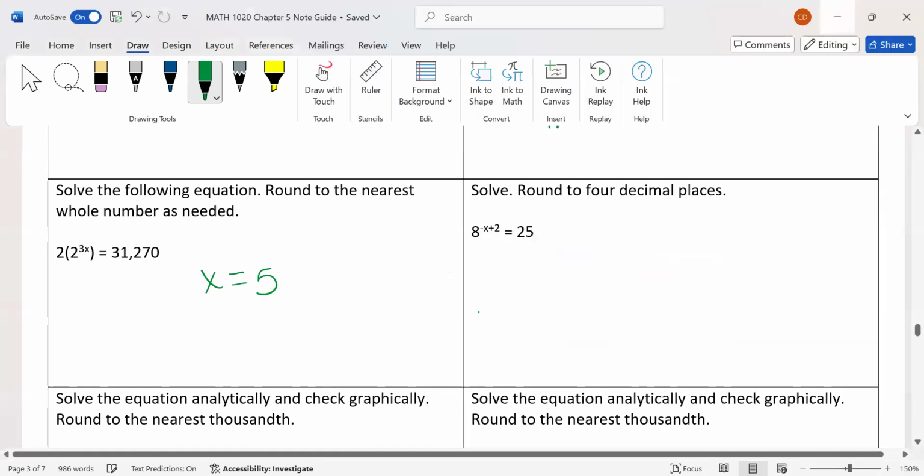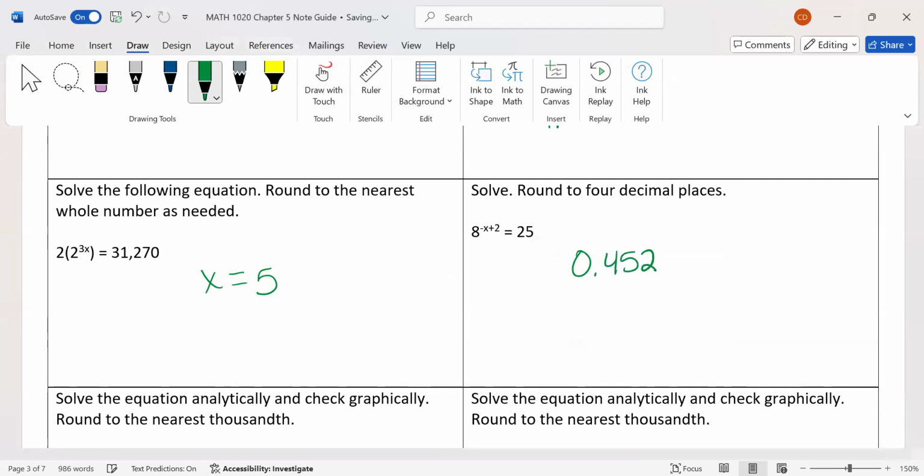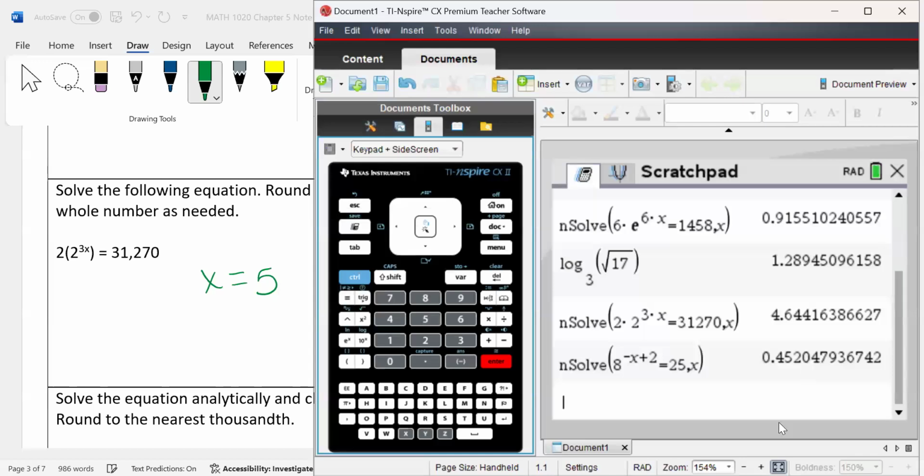Okay. This was 4 decimal places. And let's look at that fourth one real quick. It was a 0, but there's a 4 after it, so it stays a 0.